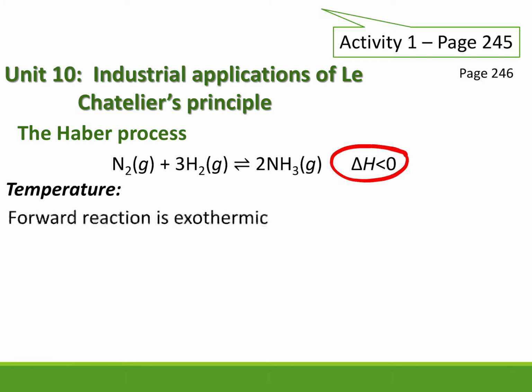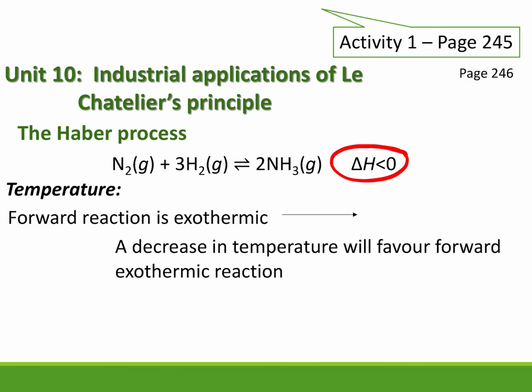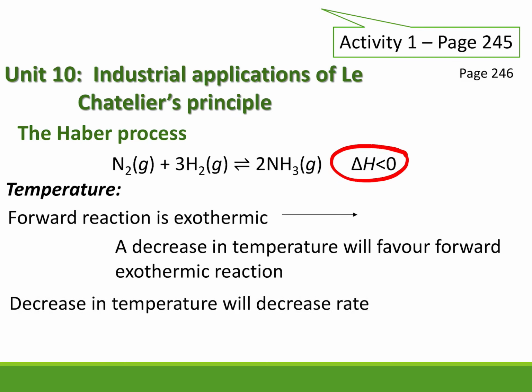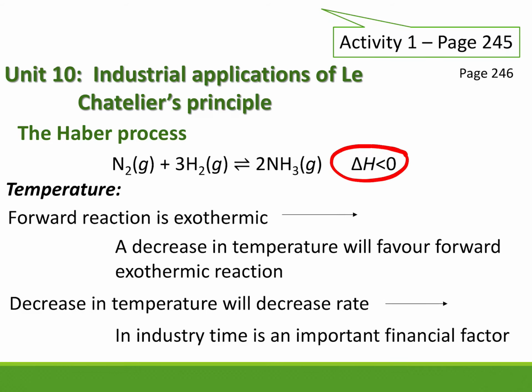The forward reaction is exothermic, so by rights, the best way to get a great yield is to decrease the temperature, because that'll favor the forward reaction. The problem is if we decrease the temperature, it decreases the rate, so it goes too slowly. So then they make a compromise, because time is an important financial factor. So we can't have the temperature too low because it's going to happen too slowly, and that costs money.